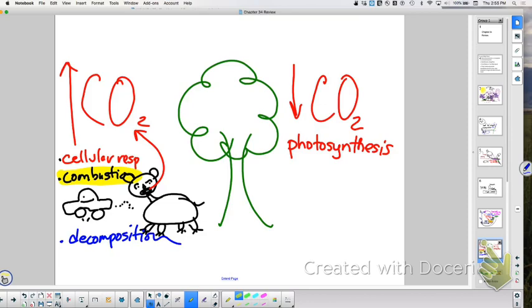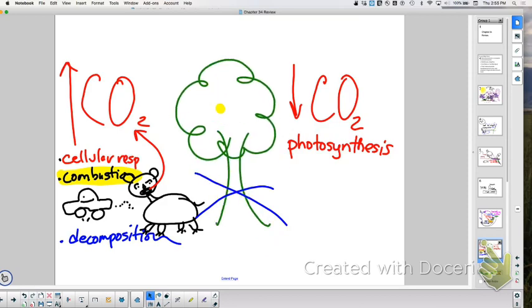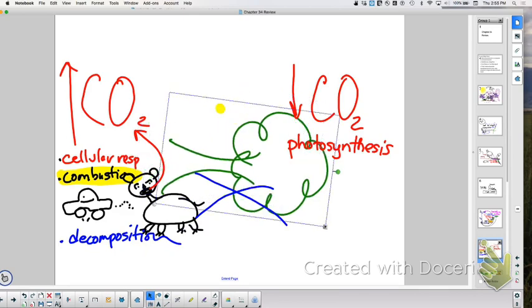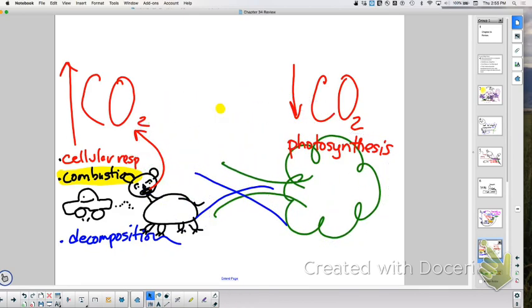Because if we maintain plants, then they're going to be able to do more what? Photosynthesis, right? So don't chop down the tree and kill the tree, okay? It's a dead tree, okay? Don't chop down the trees, because when you chop down the trees, they can't do what? Photosynthesis, right? And that's what they're doing. They're removing the CO2. Okay, good job.